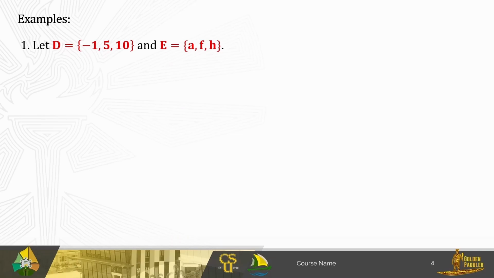Let D be a set containing -1, 5, and 10, and E a set containing a, f, and h. Note that the cardinality of D is 3 because we have 3 elements here: -1, 5, and 10. We also have 3 elements in E: a, f, and h. Thus, their cardinality is 3. Since they have the same cardinality, D and E are equivalent sets.